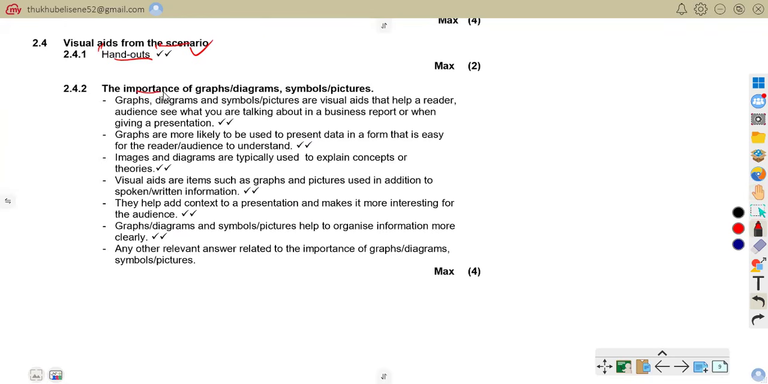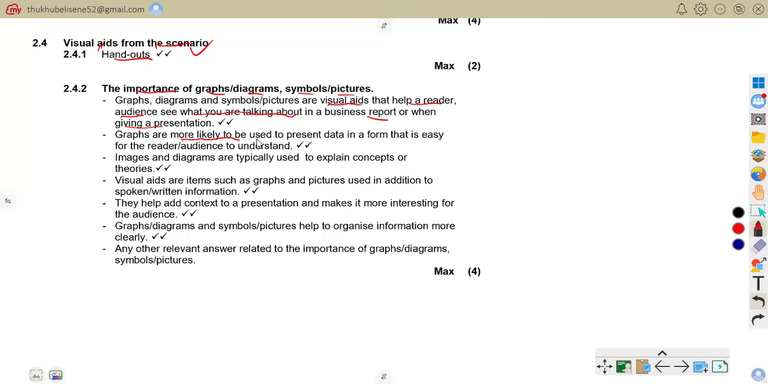The importance of graphs, diagrams, symbols and or pictures. Graphs, diagrams, symbols or pictures are visual aids that help a reader or audience see what you are talking about. What you are talking about can be seen in a business report or when giving a presentation. That is the importance of that.